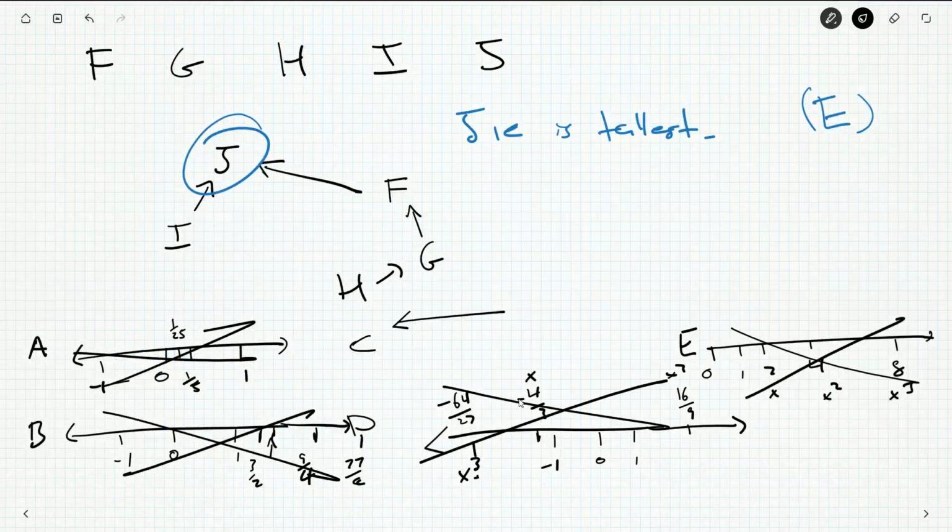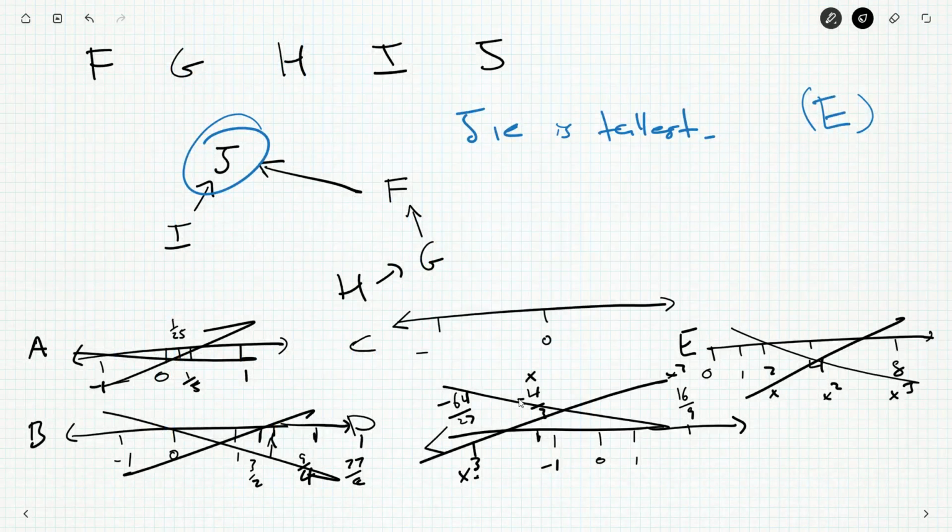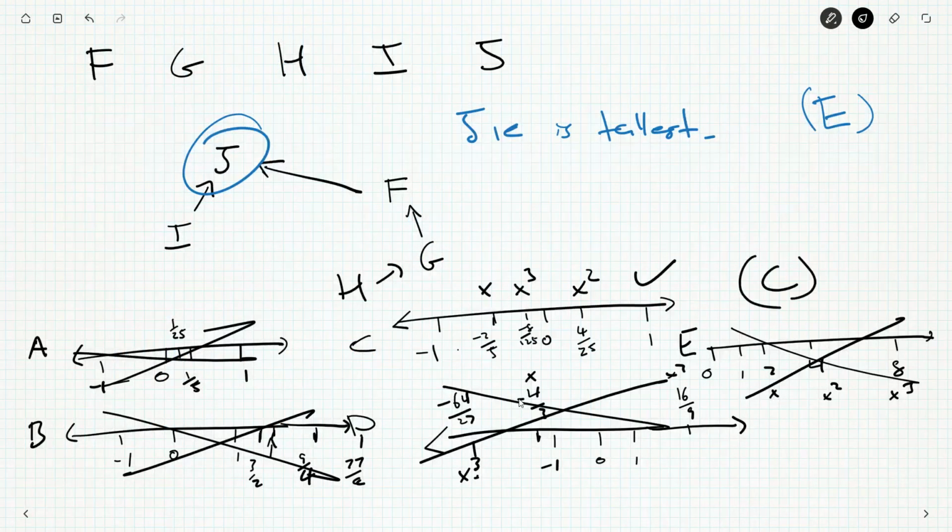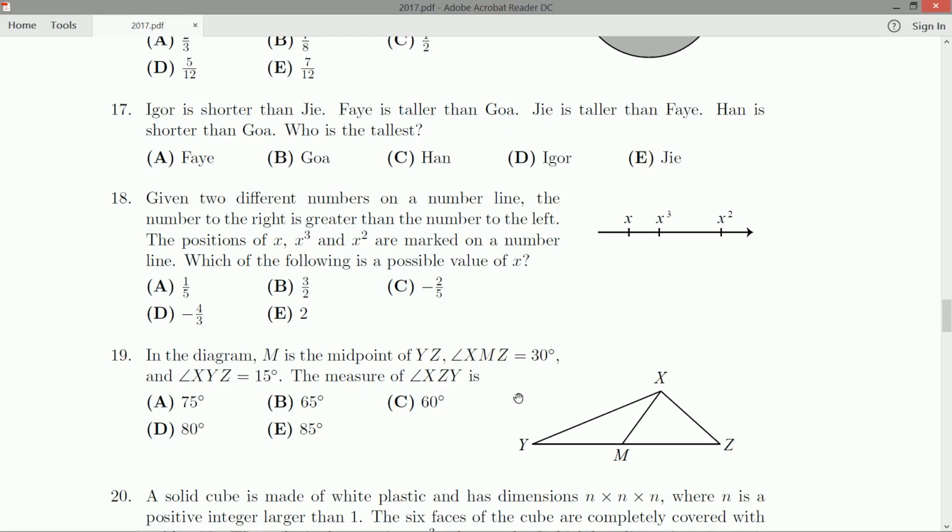But now, what's our number line when we do C? Now C, that's negative 2/5. And then that gets squared to be 4/25, and then we cube it, and we get negative 8 over 125. So that's x cubed, x squared. That's exactly what we want. C is our answer. Okay.